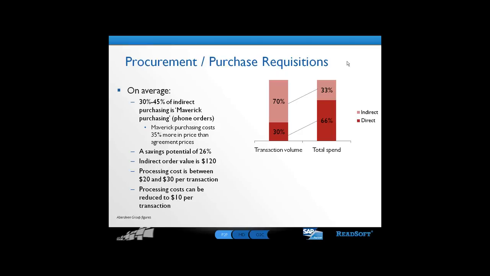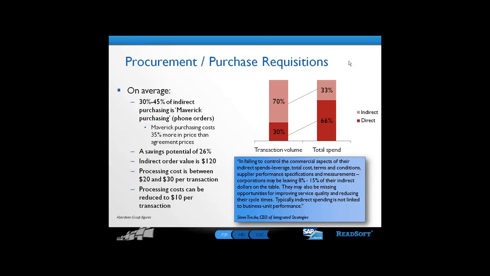There's a large savings potential, as you'll see there, when indirect order values are about $120 and processing costs are between 20 and 30. In fact, Steve Tresher, the CEO of Integrated Strategies, a consulting house that worked with Aberdeen Group on these figures, comments that by not controlling these costs, terms and conditions, you might be leaving between 8 and 15% of your entire indirect spend on the table. But it's about increasing the service quality and reducing that cycle time, which were the key points we raised right at the start of the webinar as well.